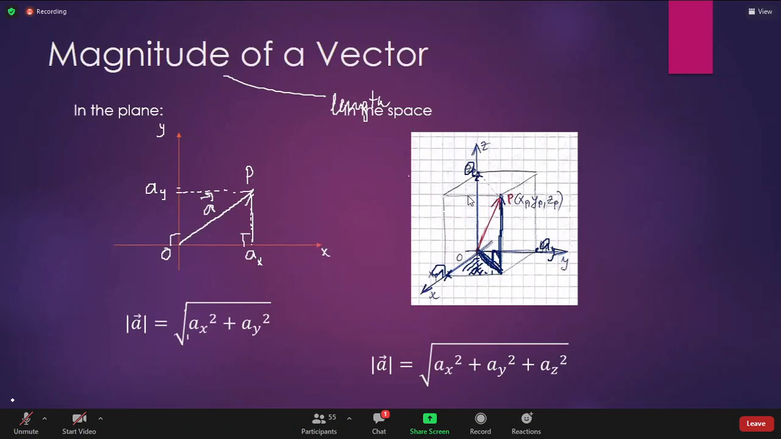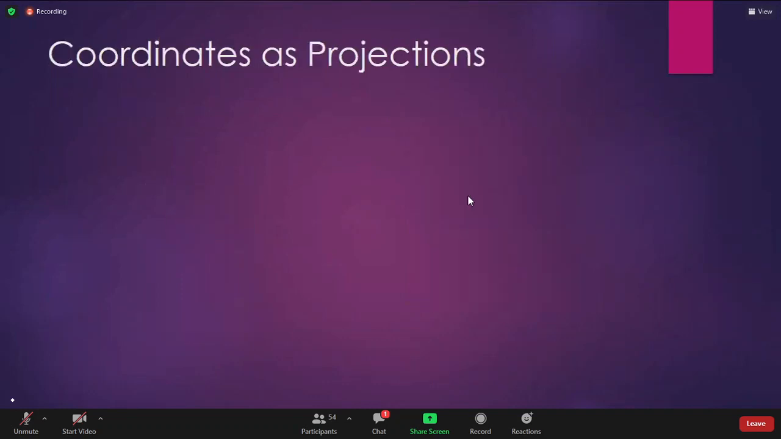So we can say we have this generalized Pythagorean theorem, and we can find the magnitude or the length of the vector normally using the Pythagorean theorem all in one piece. Now what next? Coordinates as projections.